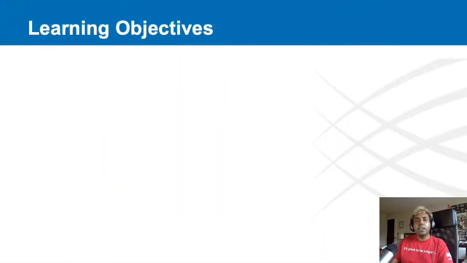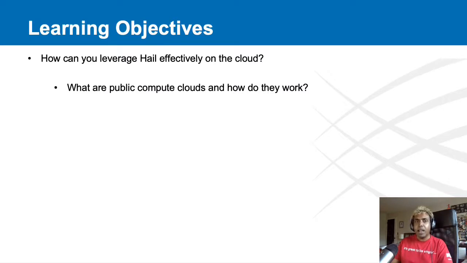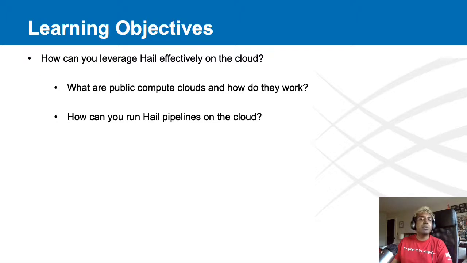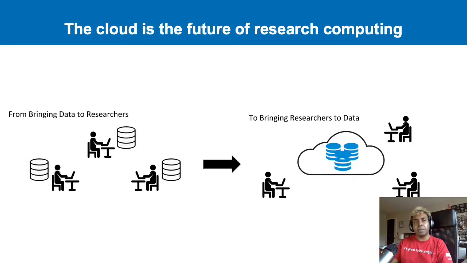The learning objectives are: how can you leverage Hail effectively on the cloud? What are the public compute clouds and how do they work? How can you run Hail pipelines on the cloud? And what are the best practices for cost management?